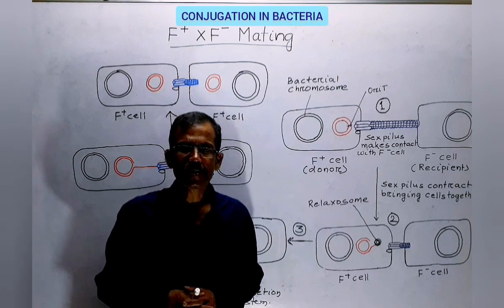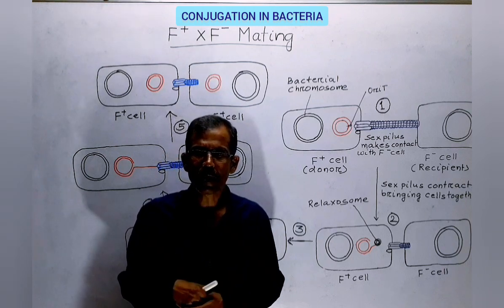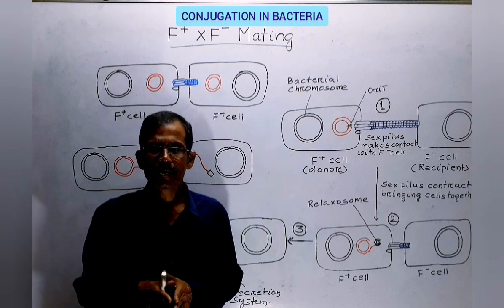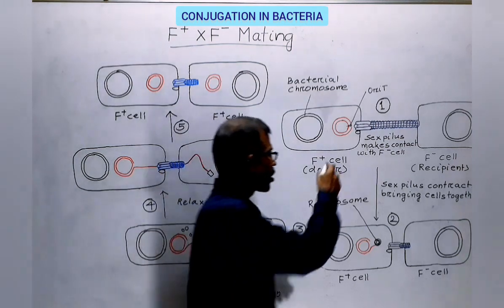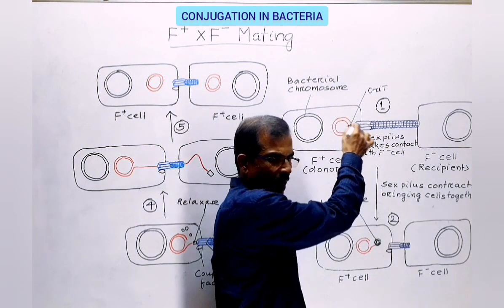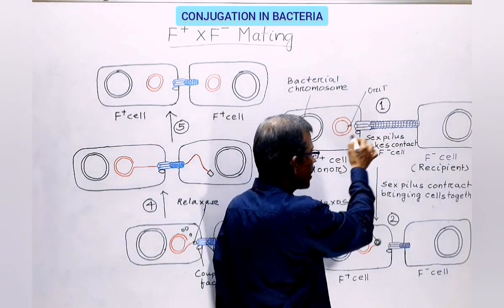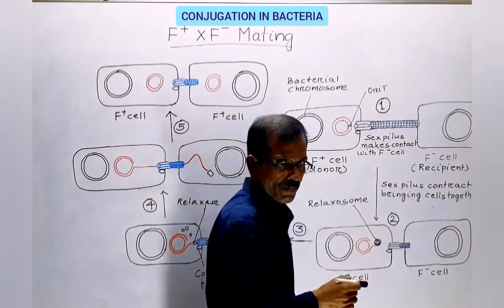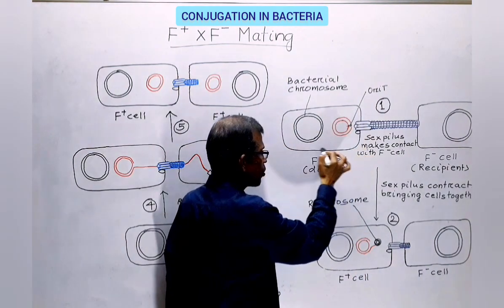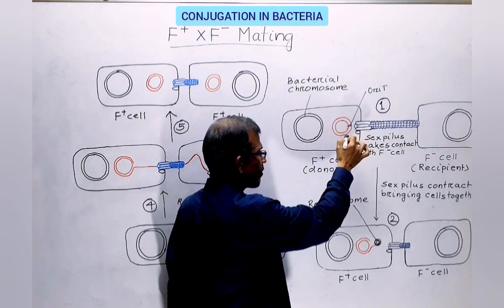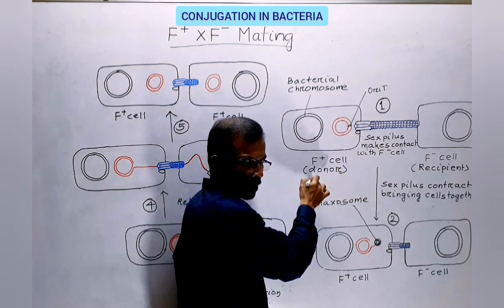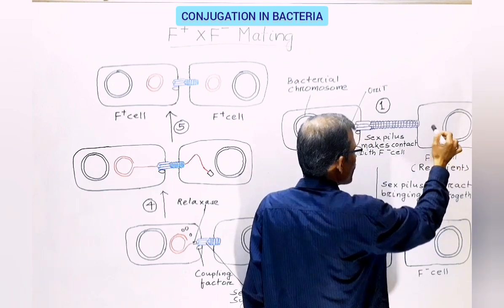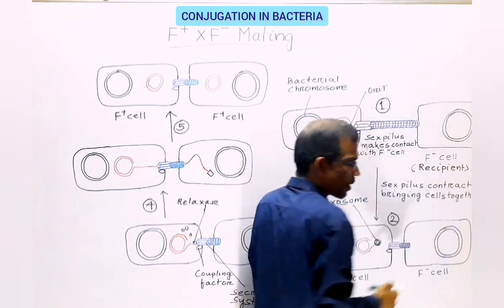Now we shall discuss F plus into F minus conjugation or mating. During F plus into F minus mating, a copy of the F factor is transferred from the donor cell to the recipient through a type 4 secretion system. The F plus cell, which has a copy of the F factor, is the donor, whereas the F minus cell, which does not have the F factor, is the recipient.